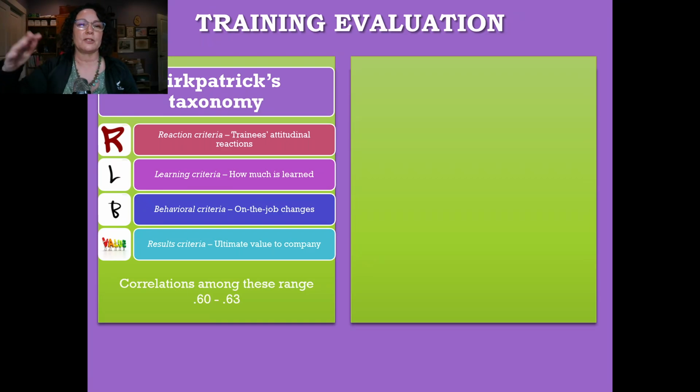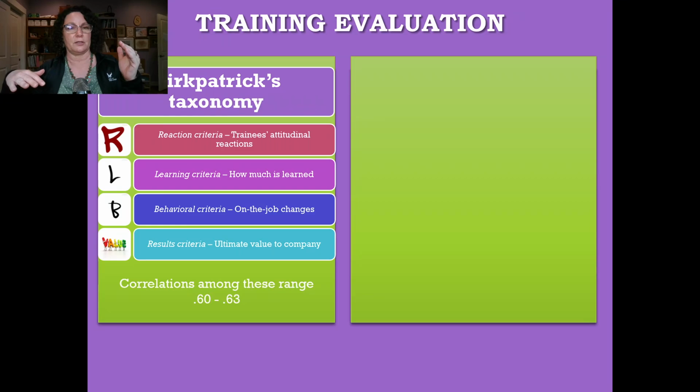Correlations among the reaction criteria and learning criteria, reaction criteria and behavioral criteria, reaction criteria and results criteria. The correlations among these four things range from 0.6 to 0.63. That's pretty good, right? So, if you're high on reaction criteria, you're probably high on learning criteria. If you're low on reaction criteria, so maybe the attitudes don't change, you tend to also be low on learning criteria and so on. Those are pretty high correlations. So it looks like they kind of all go together. They're kind of a package deal almost. If you get one, you tend to get the others.